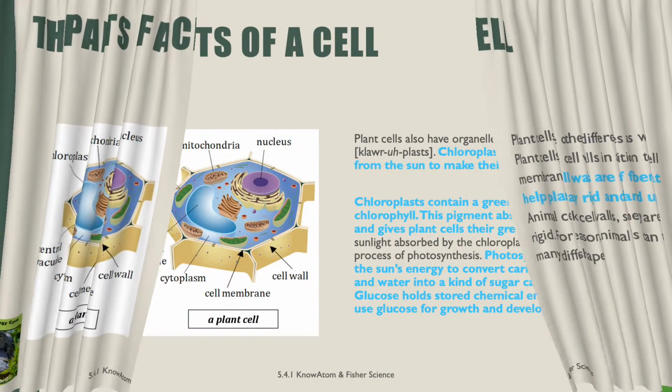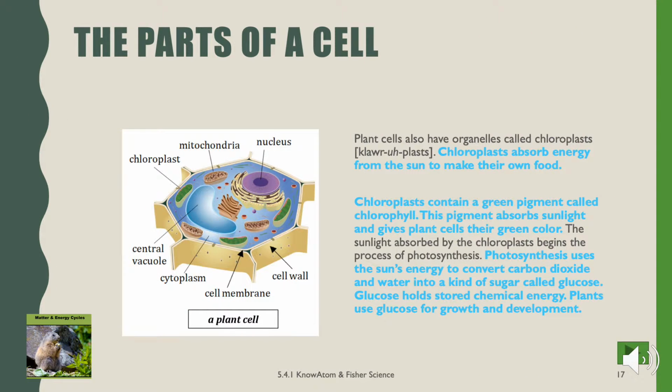Another main difference is the chloroplasts in the plant cell. This helps absorb energy from the sun to make their own food. And chloroplasts contain something called chlorophyll, which is a green pigment that helps give plants that green color. And those are the things that help photosynthesis occur inside of a plant cell. It helps convert carbon dioxide and water into glucose, which holds the stored chemical energy that they can use for growth and development.